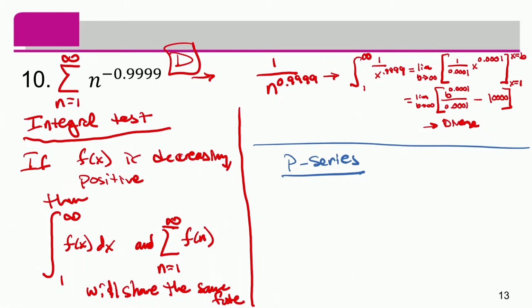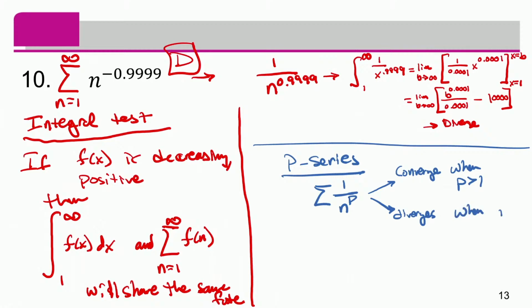Okay, so P series. Here's the rule: if you have a sum of 1 over n to some power, that's why this is called a P series, that power matters. This series will do one of two things: it will either converge or diverge. It converges when P is greater than 1, and it diverges when P is less than or equal to 1.